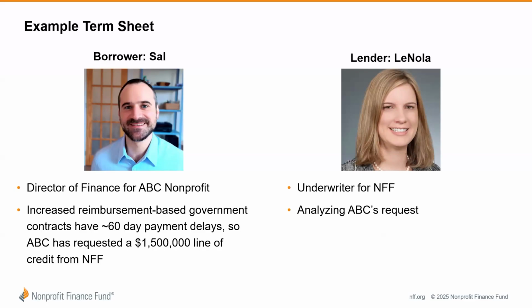This is less than what Sal originally asked for, but it is aligned with ABC's needs and its receivables, which are used for repayment. Sal and Lenola have already talked about that change, and now they're on a call to discuss the draft term sheet. So we're going to show you a snapshot of that now.